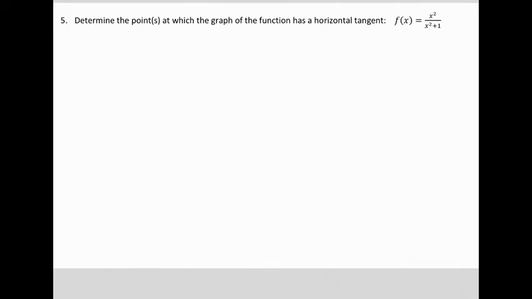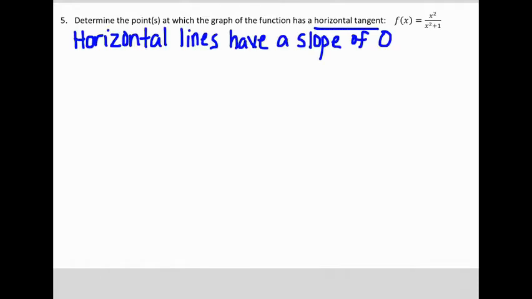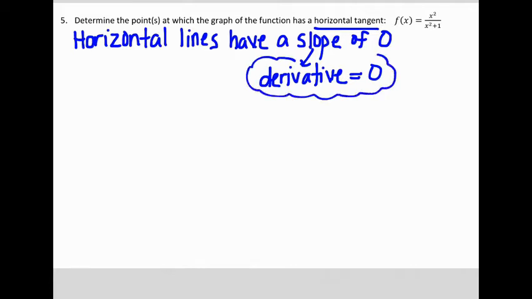Number 5, determine the point at which the graph of the function has a horizontal tangent. Well, horizontal lines have a slope of 0. Now the slope is the derivative. So this is really asking me, where is the derivative 0? Because that's what's going to make a horizontal tangent or a line with the slope of 0. So looking at our function, we have a quotient rule. And unfortunately, there is nothing we could do to factor and reduce. On the bottom, we have perfect squares, but it's plus. So we have to do quotient rule.